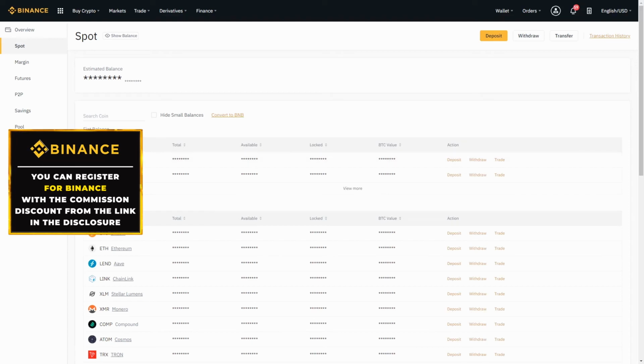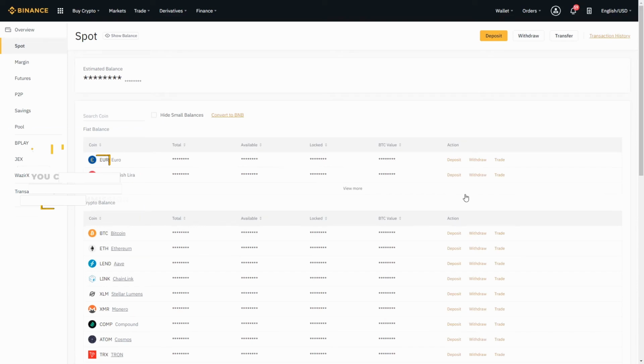At the top here, we have the fiat balances. So if you wanted to deposit fiat currencies, this is where you'd go ahead and do that by clicking deposit. And we also have cryptocurrencies. So if you already have cryptocurrency from another source and you would like to transfer it to the exchange so that you could trade on the markets, you could do that right here.